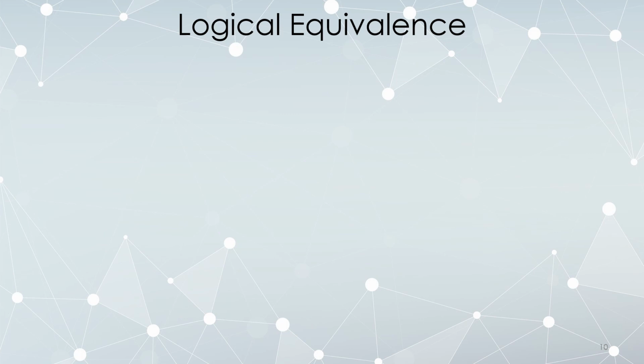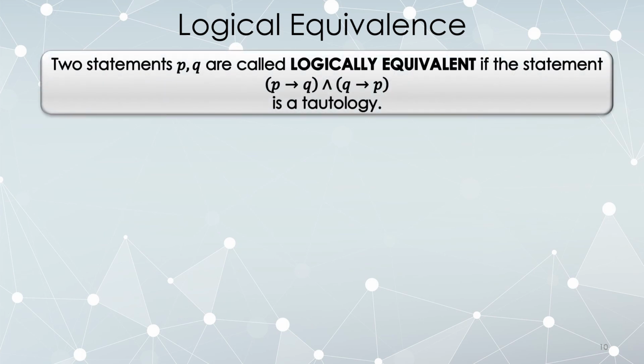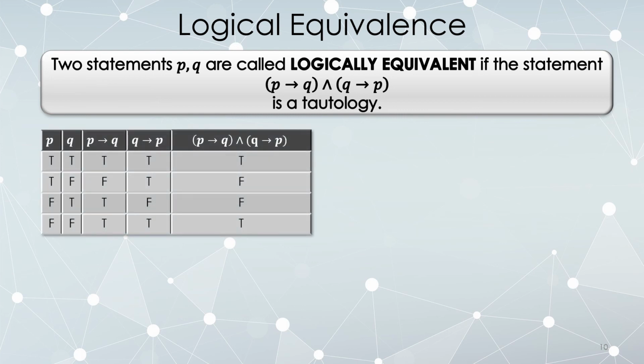Okay, moving on to a notion of logical equivalence. Two statements P and Q are called logically equivalent if the following statement, P implies Q and Q implies P, is a tautology. In other words, is always true. Let's build up the truth table for that. So in general, if P and Q are just their component literals, notice this is not a tautology, it's also not a contradiction. But if P or Q happen to be compound statements, it might turn out that the final truth table you have for this conjunction of two conditional statements is ultimately a tautology.